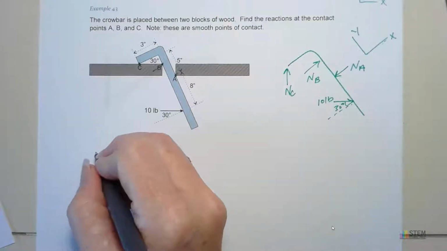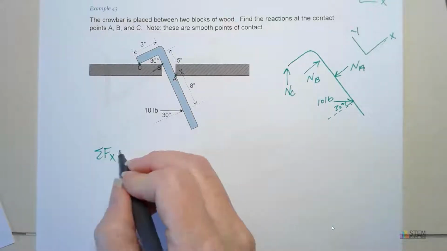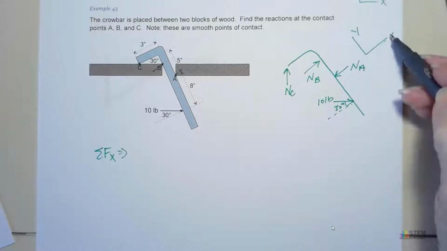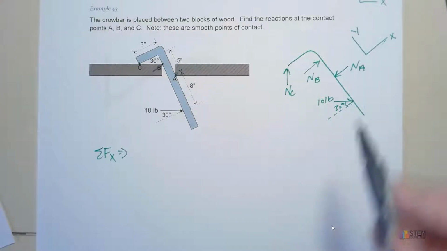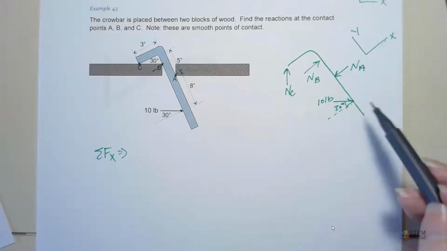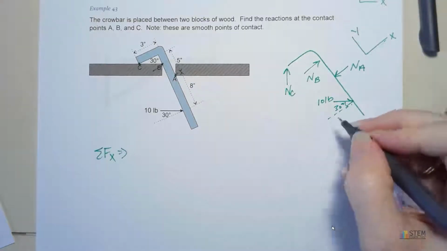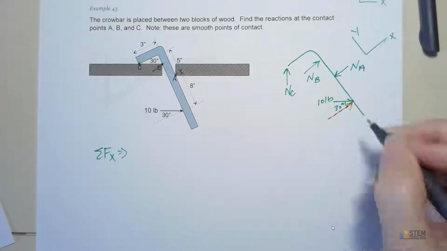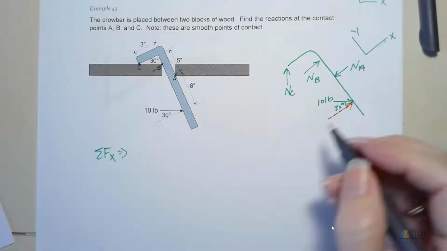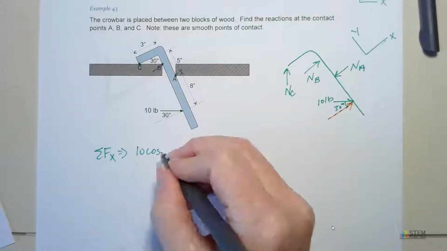Now let's look at the equilibrium equations. Let's start with the X components of the forces. Remember, this is positive X. It's perpendicular to the handle of this crowbar. With that being said, we've got this 10-pound force down here. It's got an X component, and that is right here. That's going to the right, so that's positive, and the force will be 10 cosine 30.